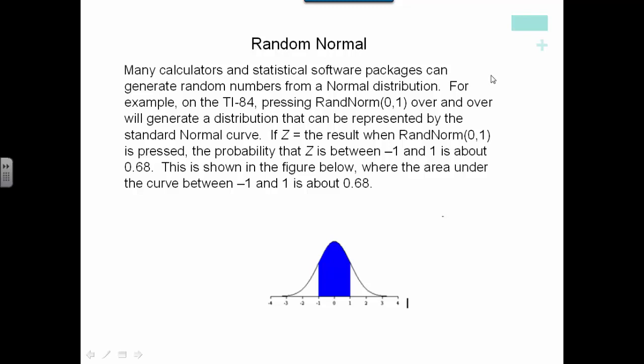Many calculators and statistical software packages can generate random numbers from a normal distribution. For example, on the TI-84, pressing randNorm(0,1) over and over will generate a distribution that can be represented by the standard normal curve. The z equals the result when randNorm(0,1) is pressed. The probability z is between -1 and 1 is about 0.68. This is shown in the figure where the area under the curve between -1 and 1 is about 0.68.